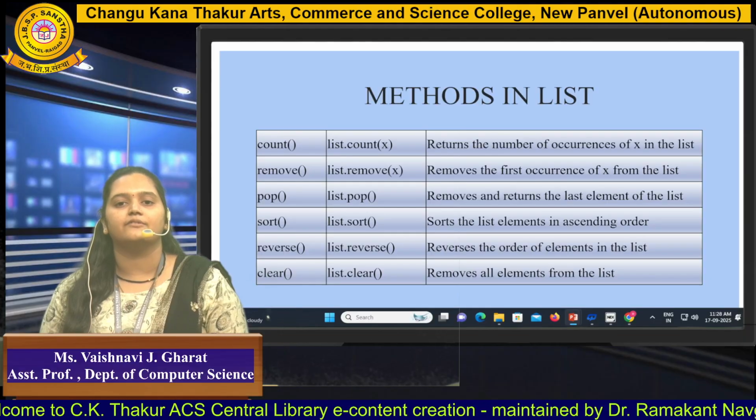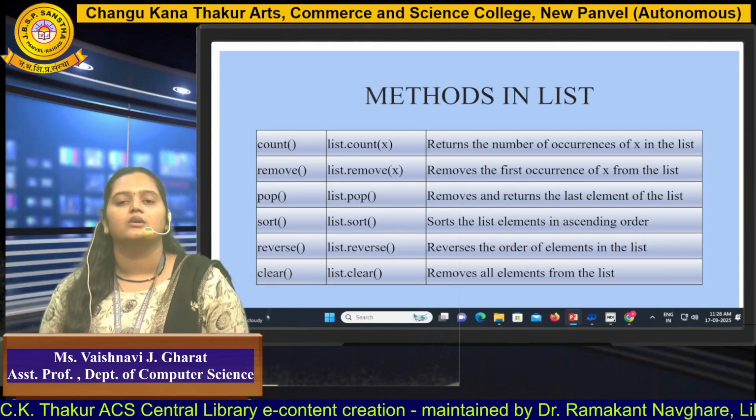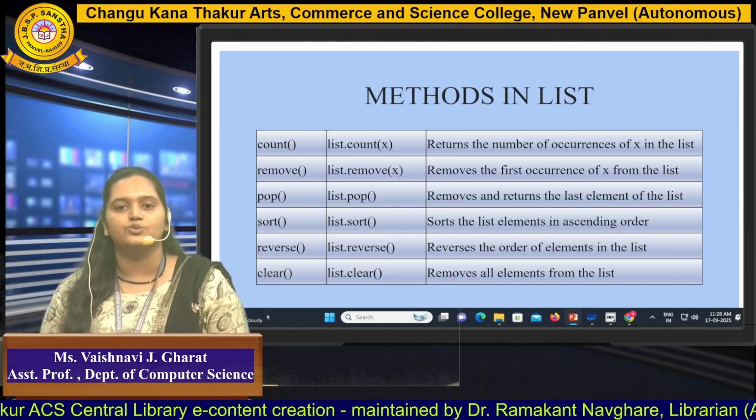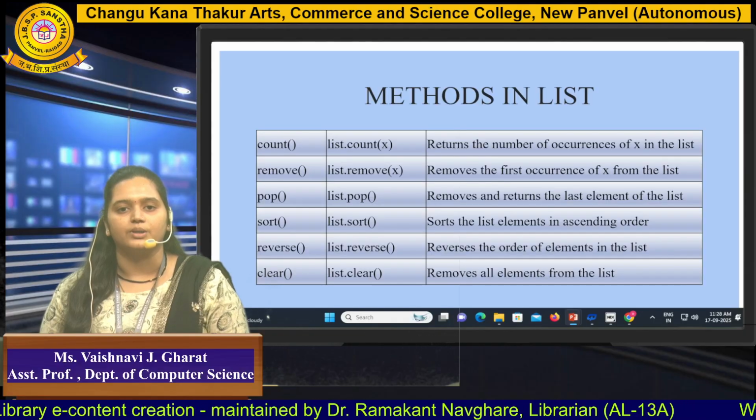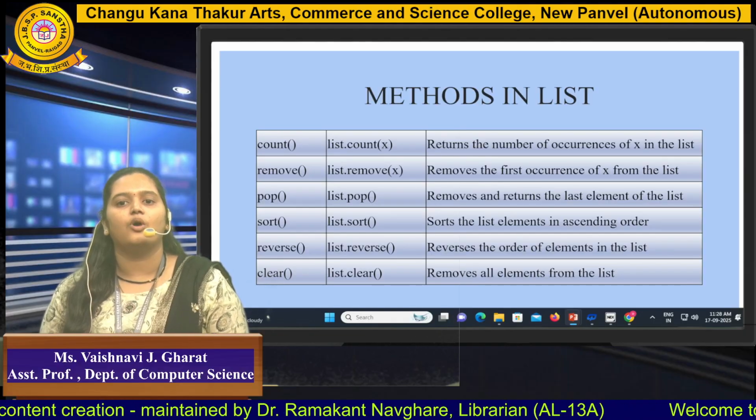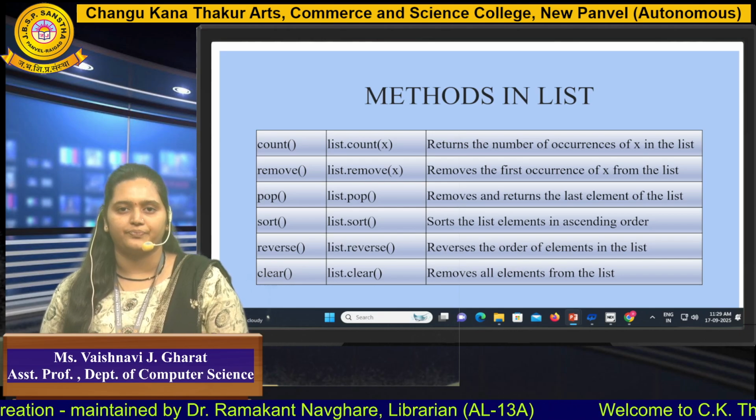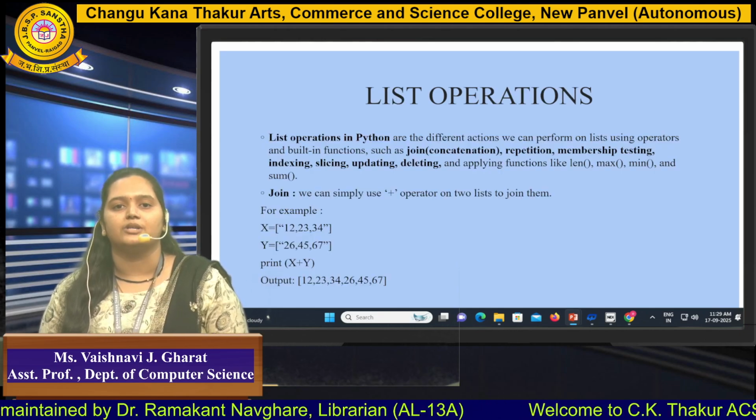Then reverse, they are reversing. For example, we use list 1 2 3 4, and using the list method, our output is 4 3 2 1. Then clear removes all the elements of the list. Then list operators.